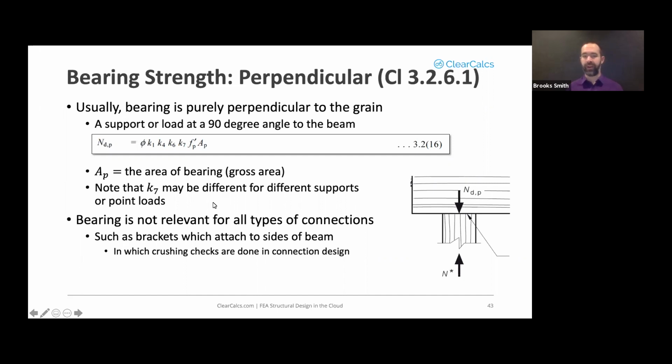Also note that bearing is not relevant for all types of connections. So if you have a bracket that you're making use of that attaches to the side of a beam, then you don't have to check bearing on there. Bearing is just an irrelevant limit state. Effectively, the same thing is going to be checked when you do your connection design for that bracket, but you don't need to do a bearing check.